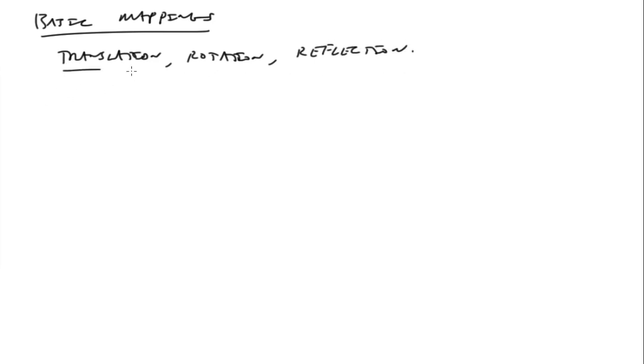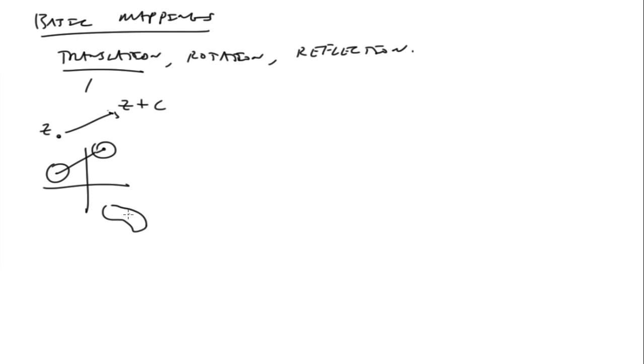Okay, so let's talk about this one, translation. For instance, if I have a point, and all points z get mapped to z plus some other complex number, what that does is take any set and move it over. If I talk about this set here, it just moves it over to there. So that would be a translation.